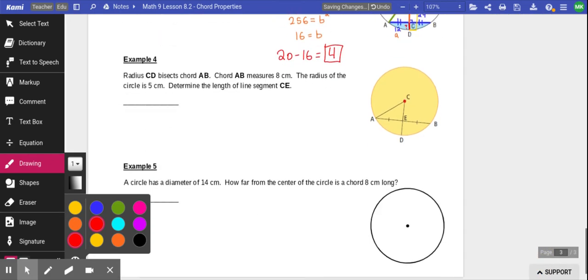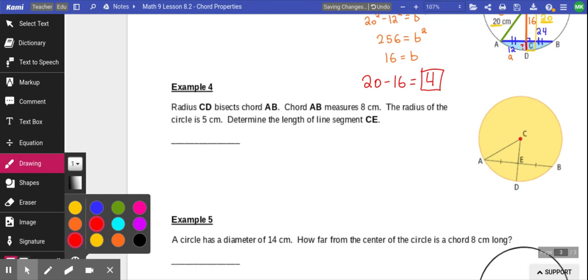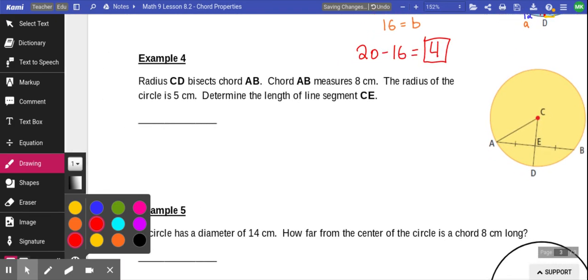All right. Hopefully you're noticing we need Pythagorean theorem a lot. This question: radius CD bisects chord AB. Bisects means cuts it perfectly in half. Chord AB measures 8 centimeters. The radius of the circle is 5. Determine the length of CE.